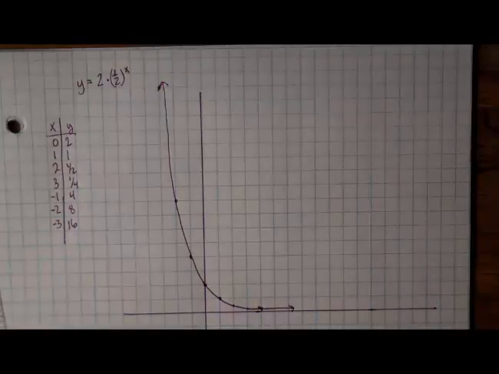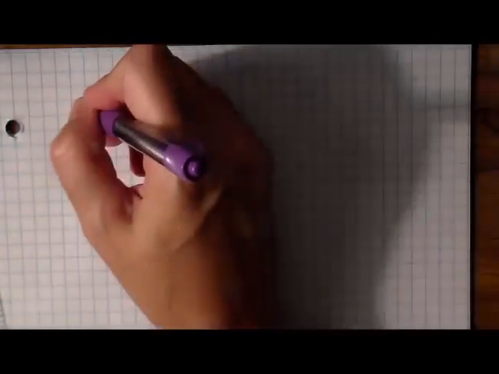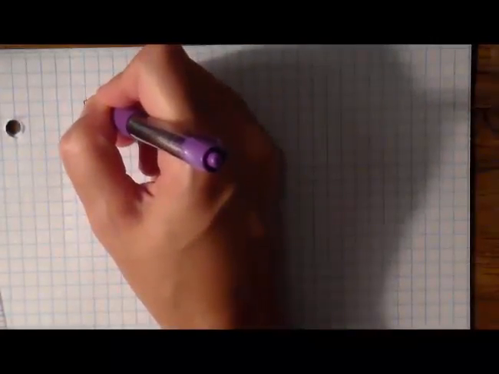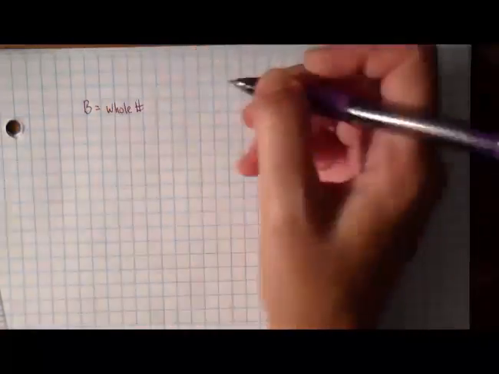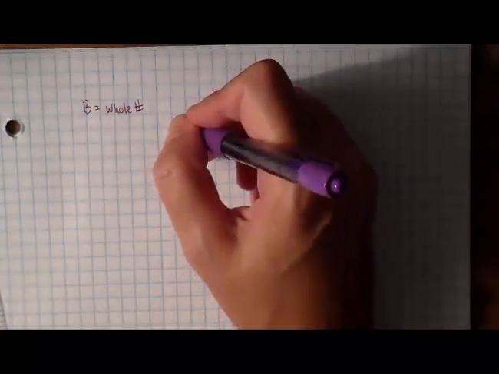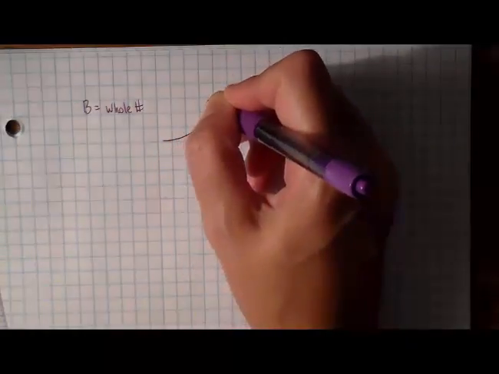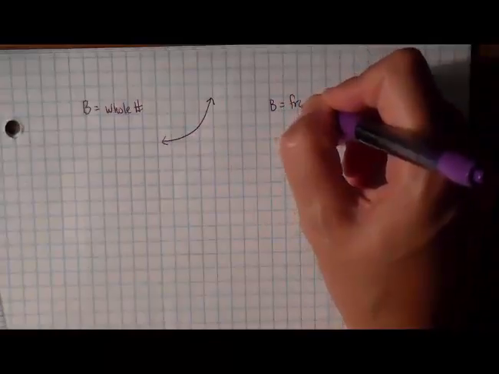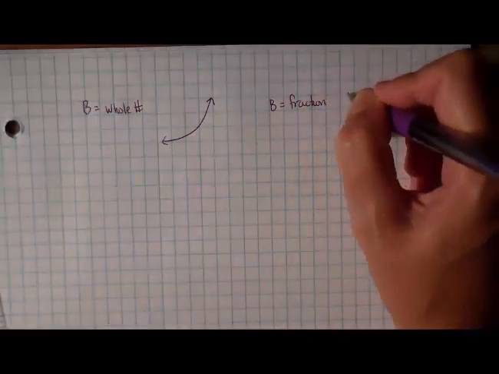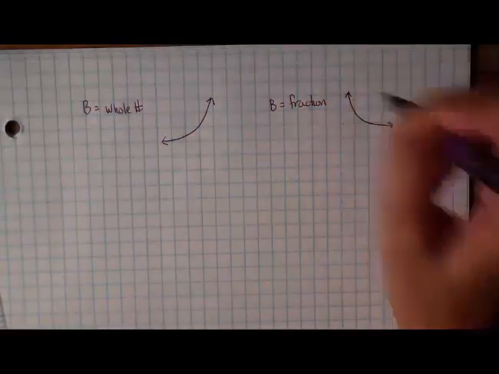So what we've learned is that if b is a whole number, we're going to go up. And if b is equal to a fraction, we're going to go down.